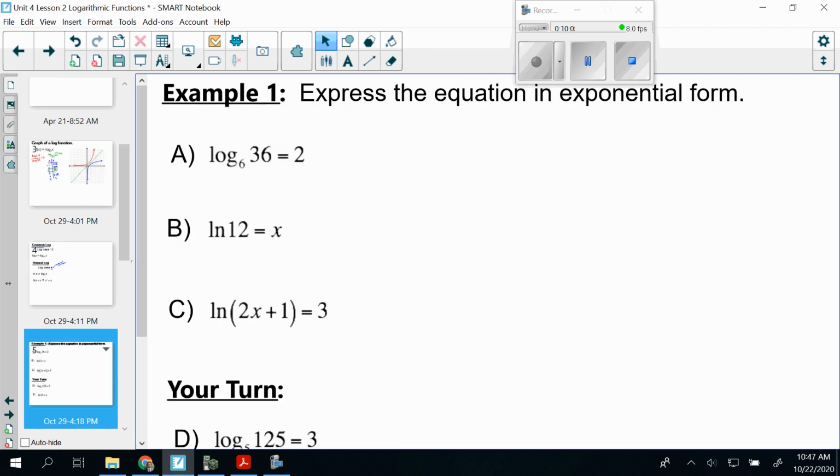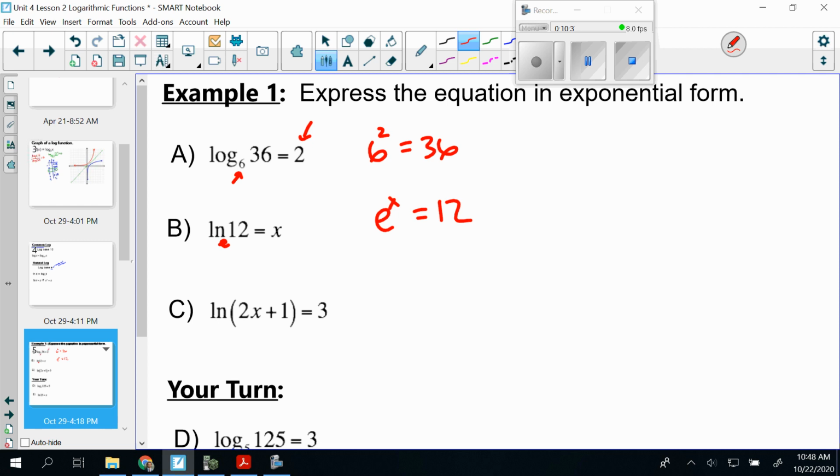So in these ones, express the equation in exponential form. They want us to change from log form to exponential form. It's like we did earlier. This first one, that's our base. So that becomes our big number to our exponent equals what we're taking the log of. And 6 squared definitely equals 36. On the next one, if you see natural log, what you got to remember is e is the base. So this one would be e to the x would equal 12. On the next one, it's another natural log again, so you got to remember e's there. So this would be e to the third power equals 2x plus 1.